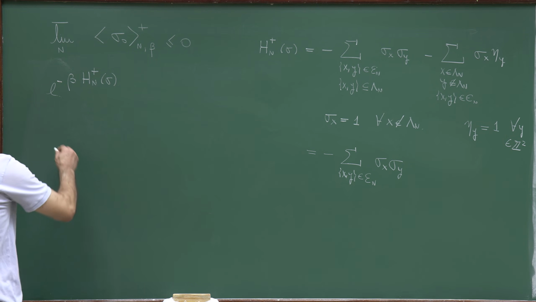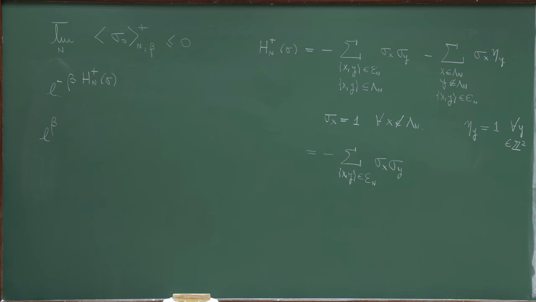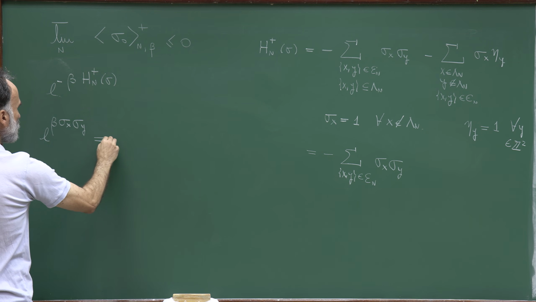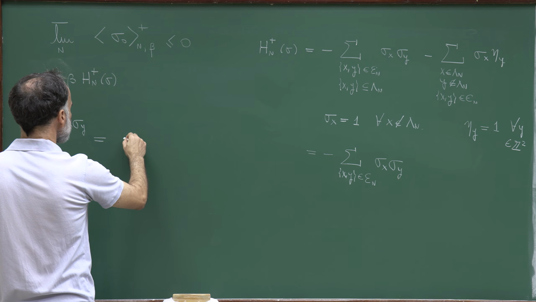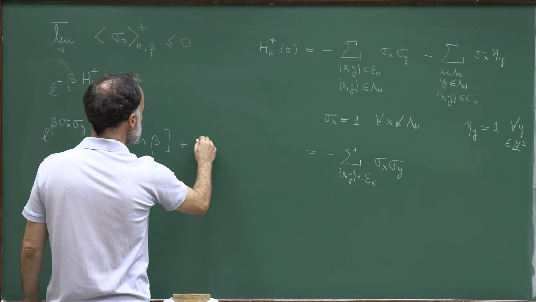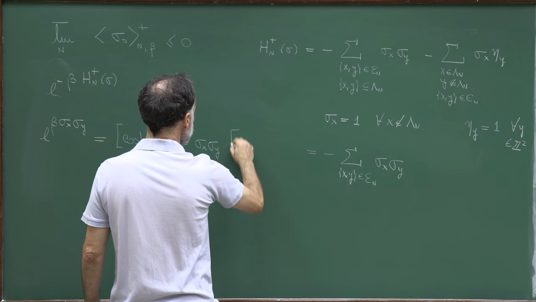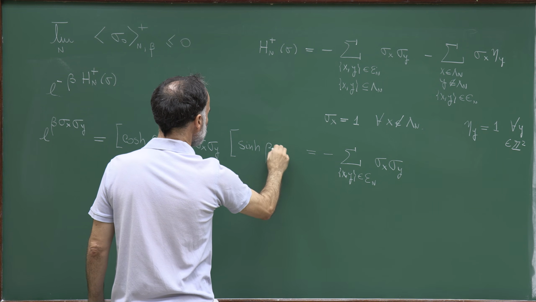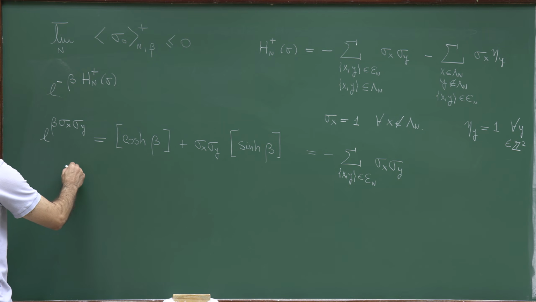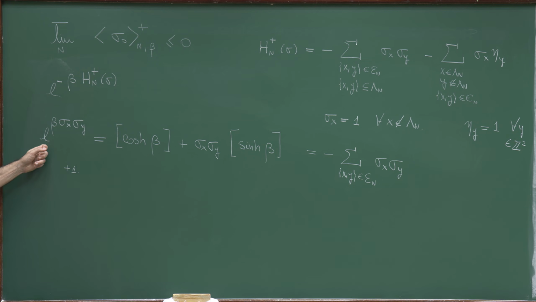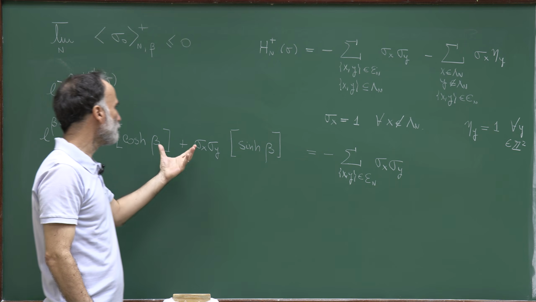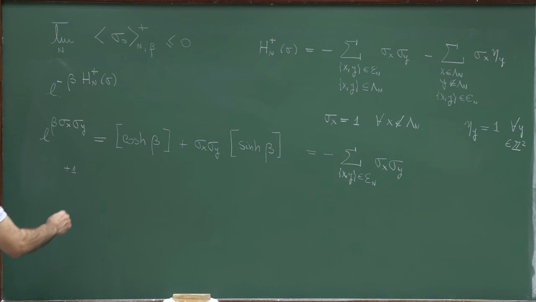Now, I want to present a very simple formula. What I claim is that exponential of beta times sigma x sigma y can be written in the following way: the hyperbolic cosine of beta plus sigma x sigma y times the hyperbolic sine of beta. That's very easy to check because the product sigma x sigma y can take only two values. If it takes the value plus 1, we have on the left-hand side exponential beta, and here you have cosh of beta plus sinh of beta, and the sum is indeed equal to exponential beta.